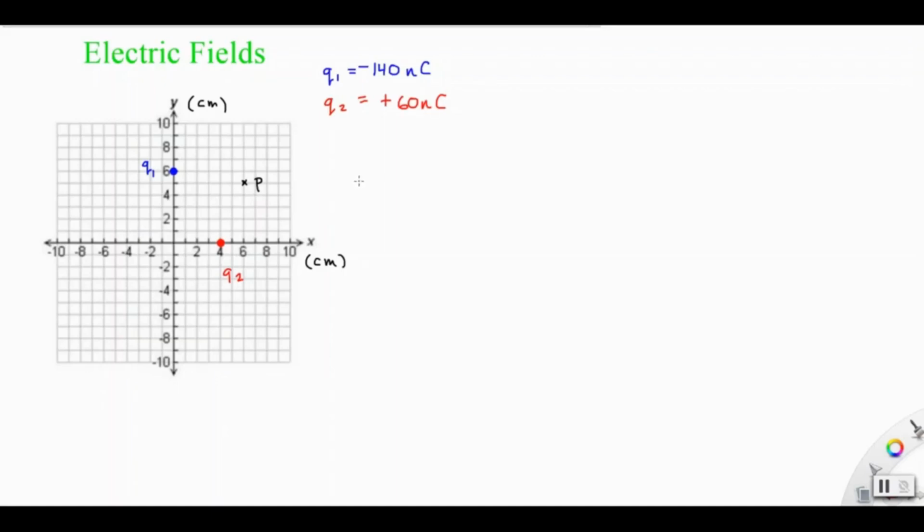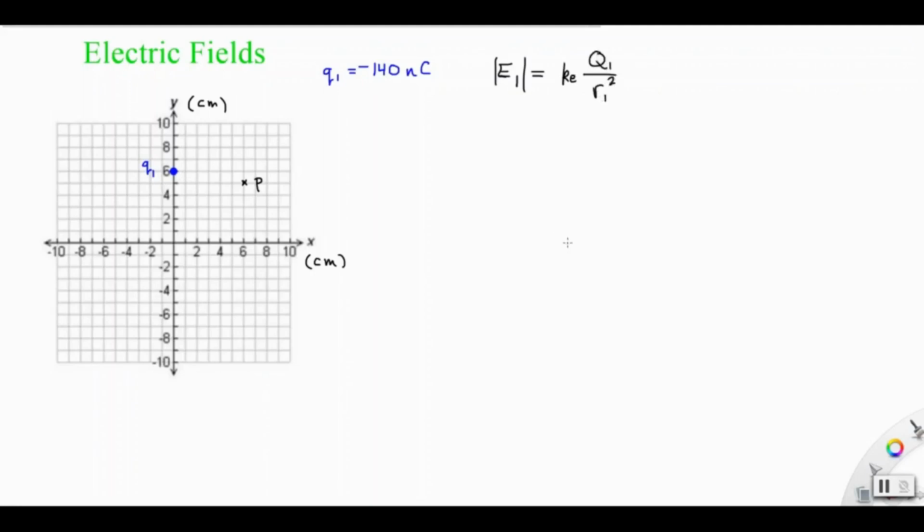So the first thing that we're going to do is erase the influence of Q2 and only analyze it from the standpoint of Q1. So let's go ahead and find what the electric field is at point P due to the presence of Q1. Now we already know our equation, so let's go ahead and start putting it together. The electric field at point P due to charge 1 is going to be, first of all, we want the magnitude. Always find the magnitude first. So we find the magnitude, and it's going to be, of course, equal to k_e Q1 over R squared.